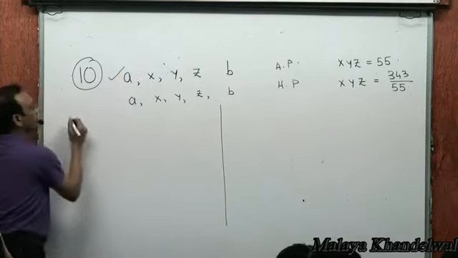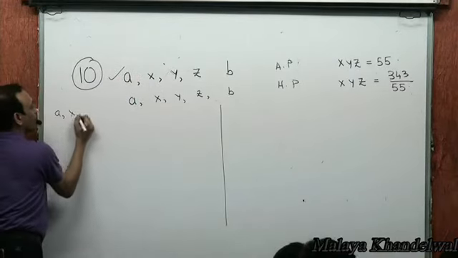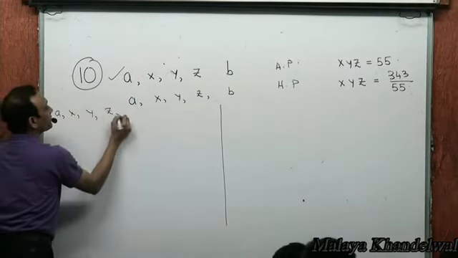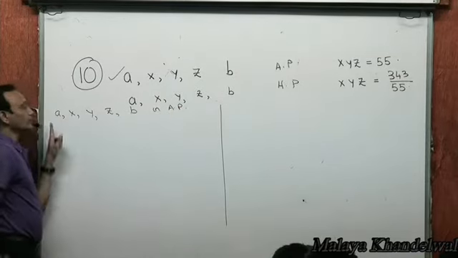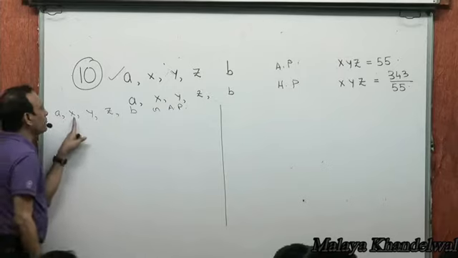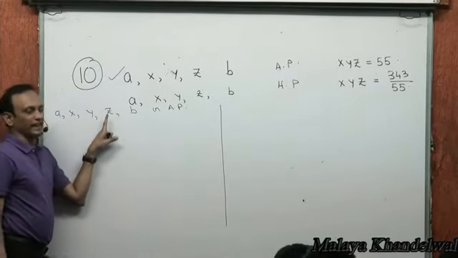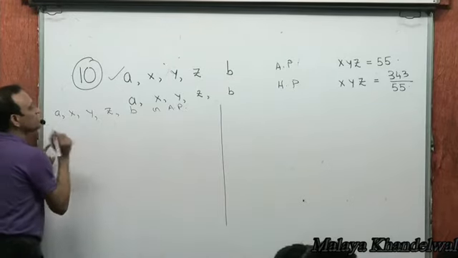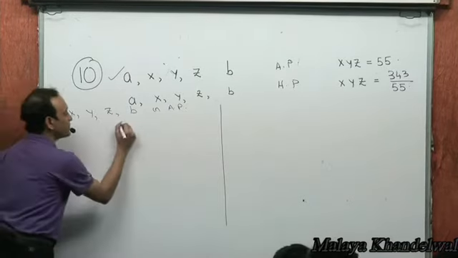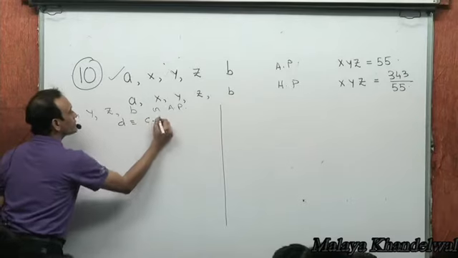Look at this. A, x, y, z and b are in AP, right? Now let me find x, y and z in terms of a and b. Clear? Suppose d is the common difference of this AP.